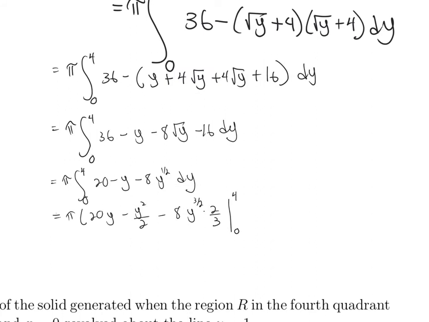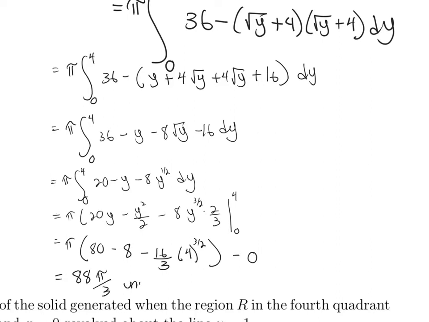All right, then this is going to be pi times, plug in 4, that will give me an 80, minus 16 divided by 2, which is 8, minus, this will become a 16/3, and the 16/3 came from 8 times 2/3, and then when I plug in the 4, I'll just write that out as 4 to the 3/2. Now plugging in the lower bound of 0 happened to give me 0 everywhere, so that will just be a minus 0. Then we just have to combine our like terms to get our final answer of 88 pi thirds. And again, this is units cubed because we found the volume.